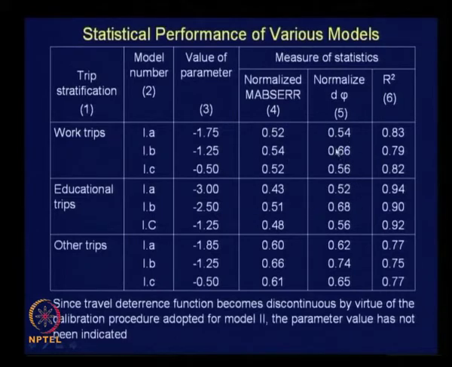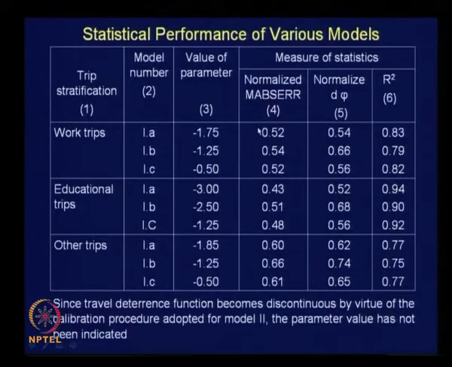The values of normalized MAPSR and normalized phi are all less than 1, and R square values, as you could see, range between 0.94 and 0.75. You know what is meant by these R square values. We have discussed enough about the implication of R square value.